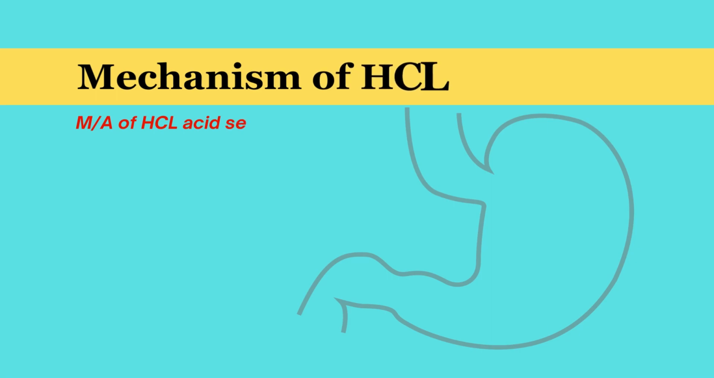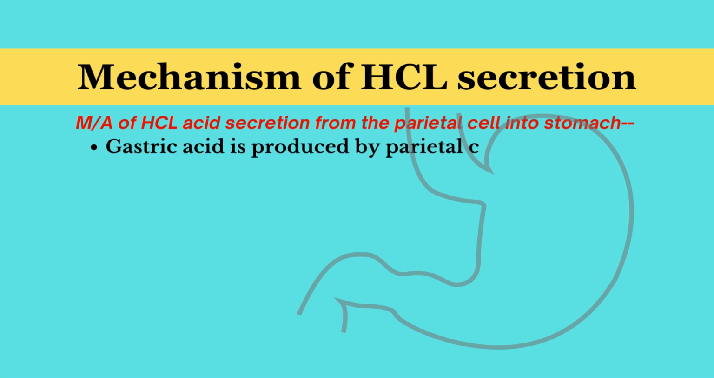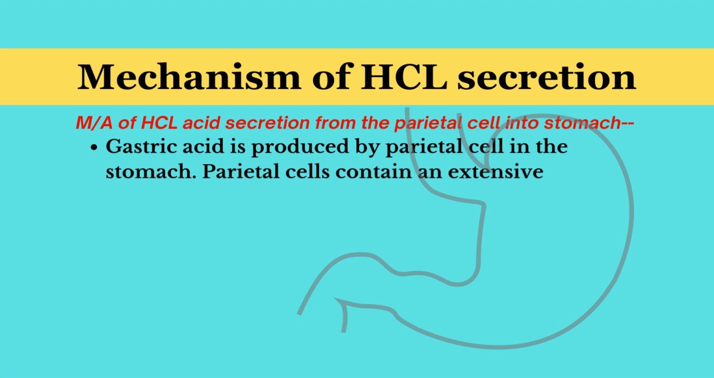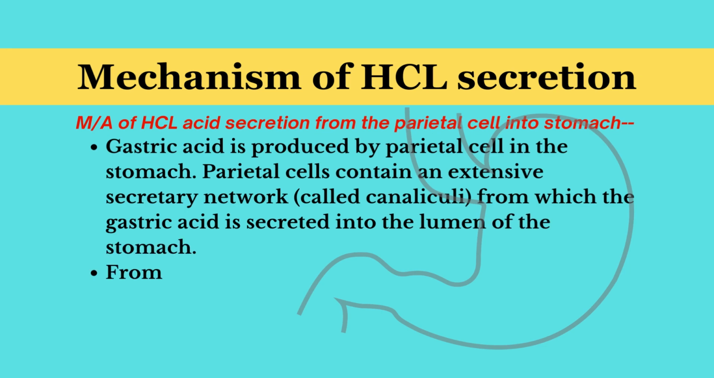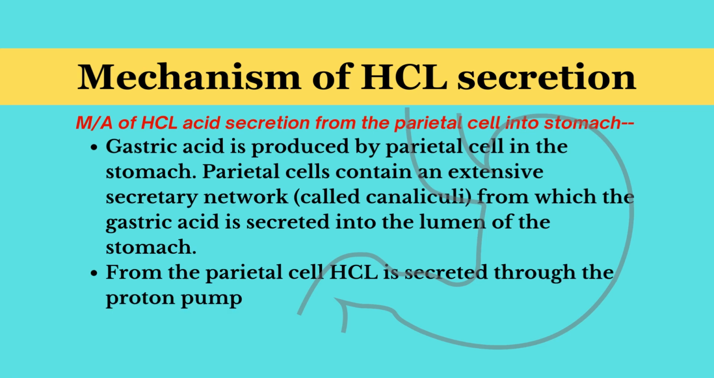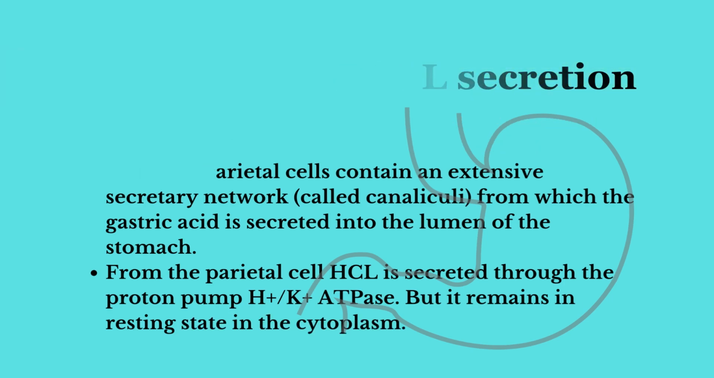Mechanism of action of HCl acid secretion from the parietal cell into the stomach. Gastric acid is produced by the parietal cell in the stomach. Parietal cells contain an extensive secretory network called canaliculi, from which the gastric acid is secreted into the lumen of the stomach. From the parietal cell, HCl is secreted through the proton pump, hydrogen-potassium ATPase. But it remains in a resting state in the cytoplasm.